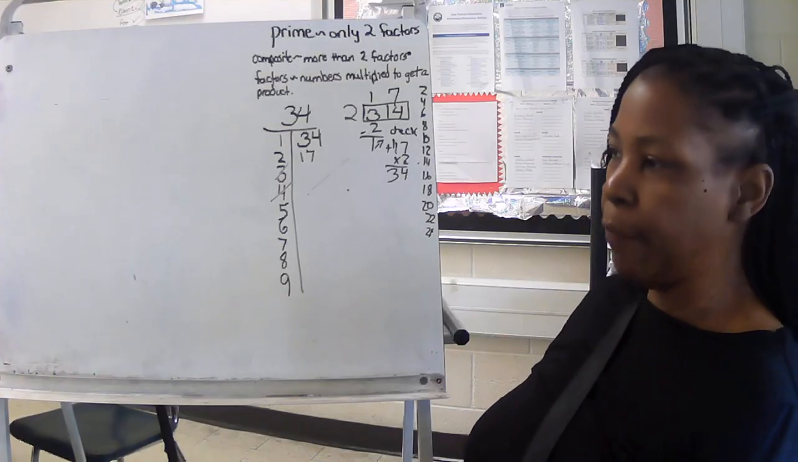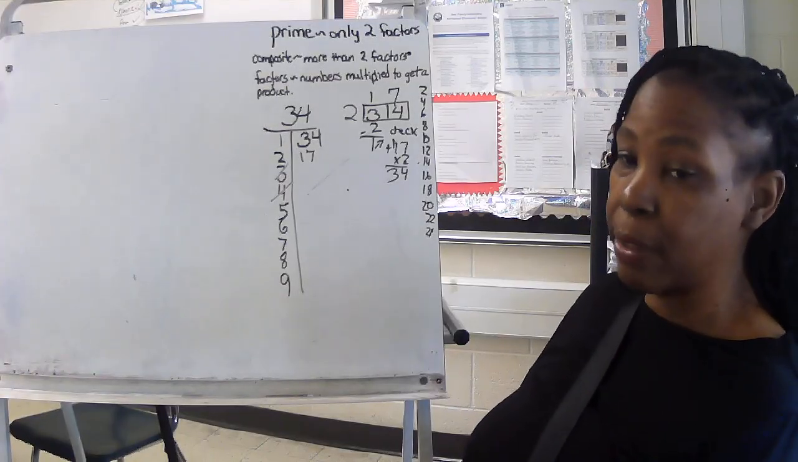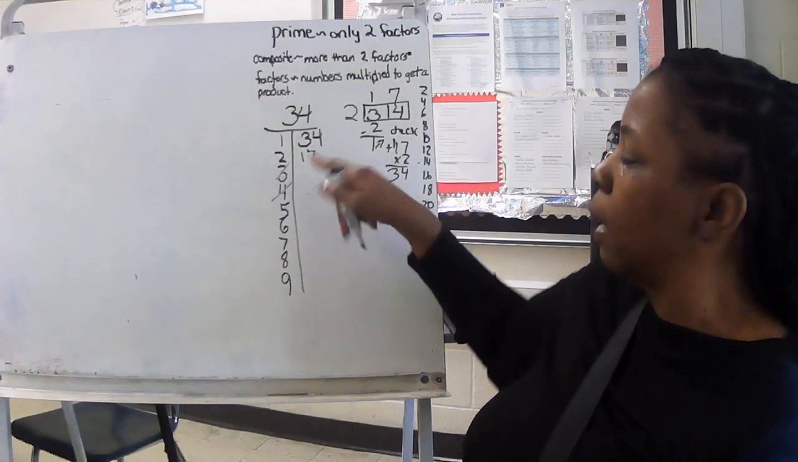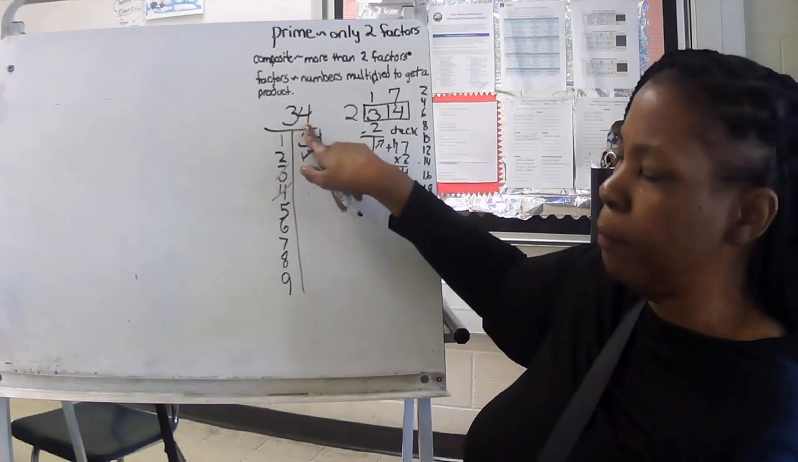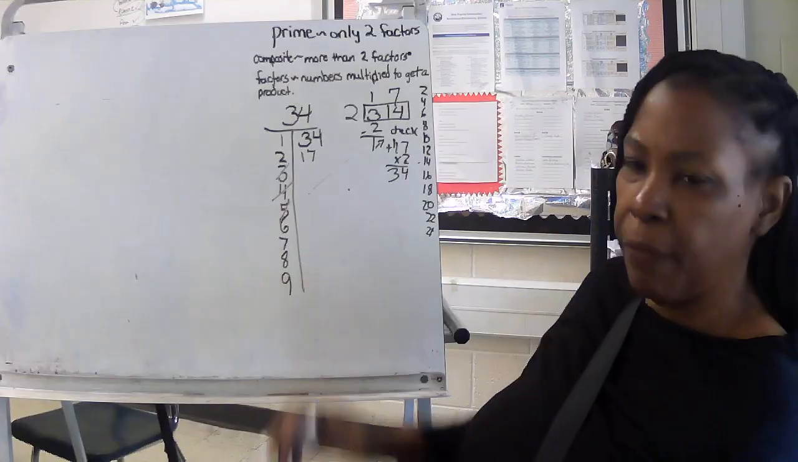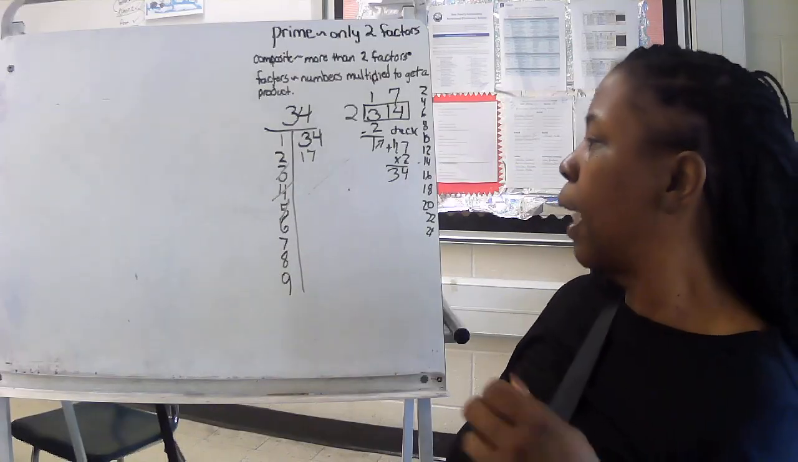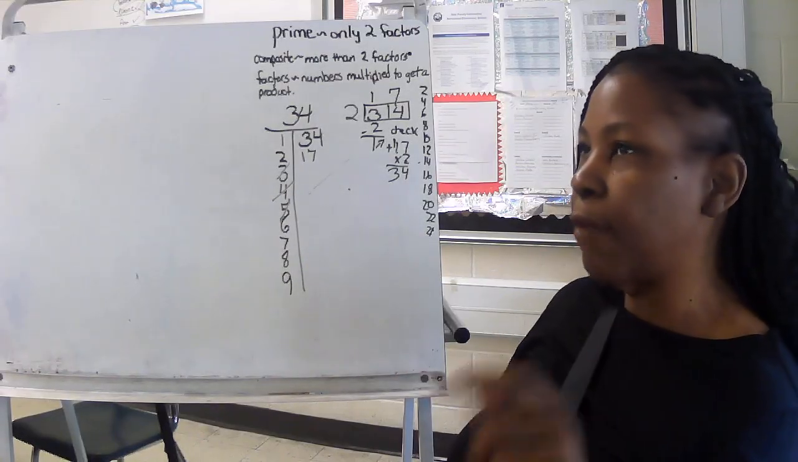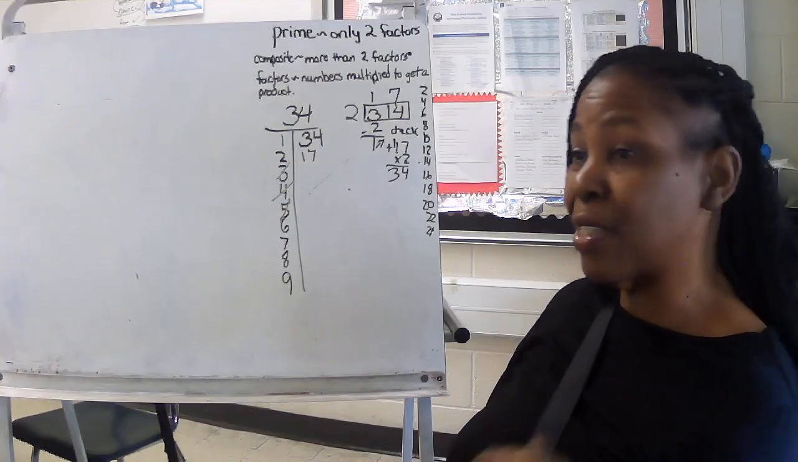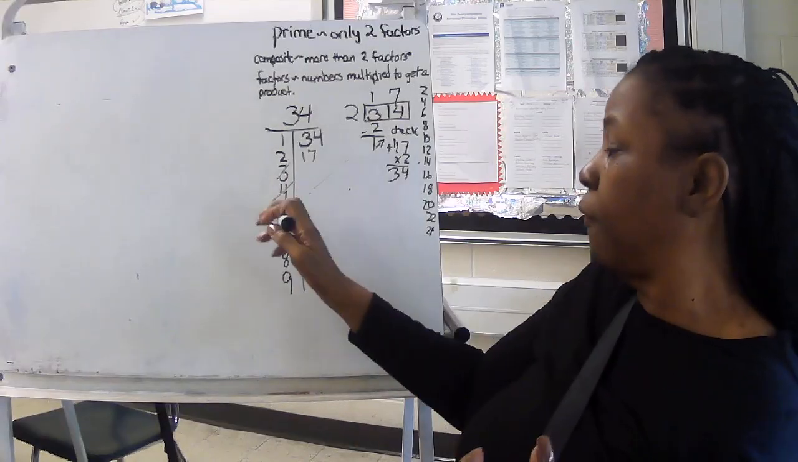5 is not, and that's because the number in the ones place is not a 0 or 5. So that's always easy to tell. If the number in the ones place is not a 0 or 5, then 5 is not a factor of it. Okay, what about 6? Well, 6 times 5 is 30. 6 times 6 is 36. I still didn't say 34.